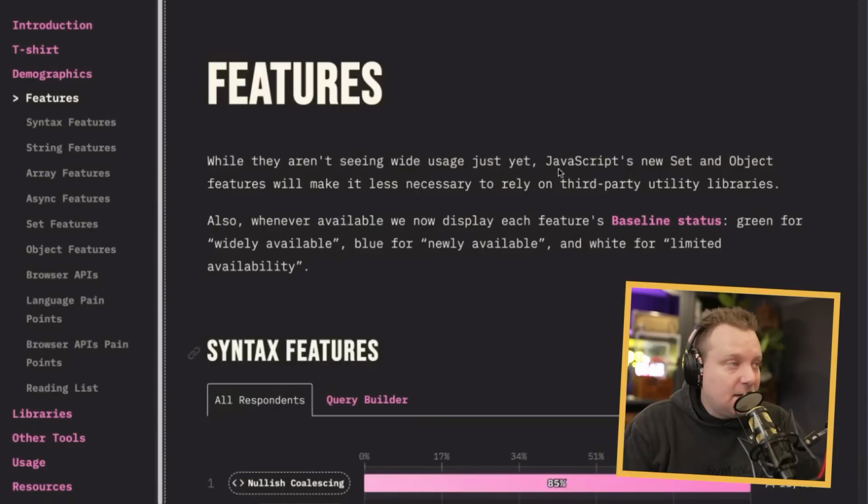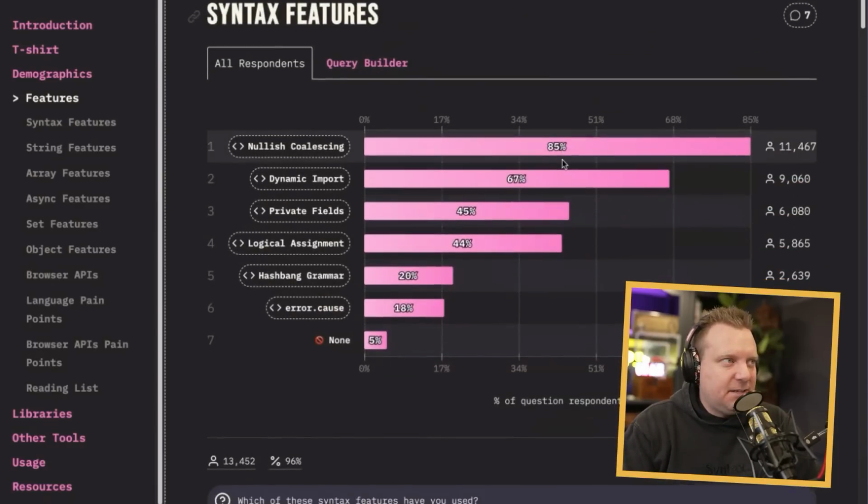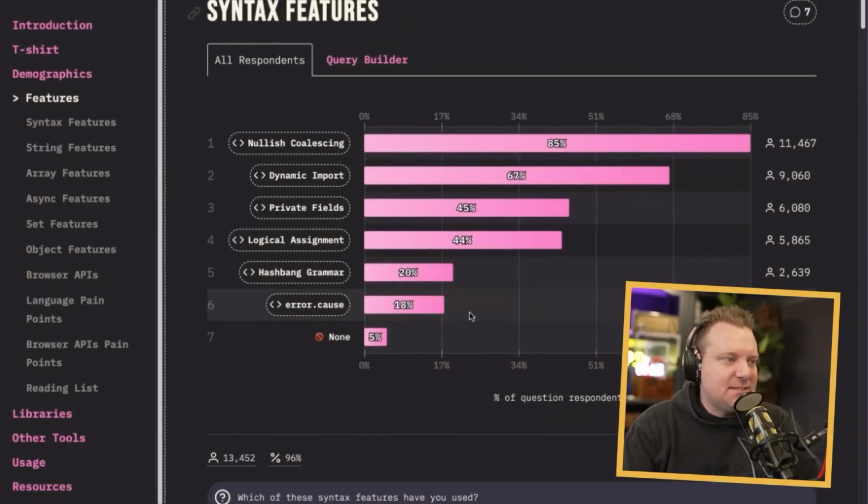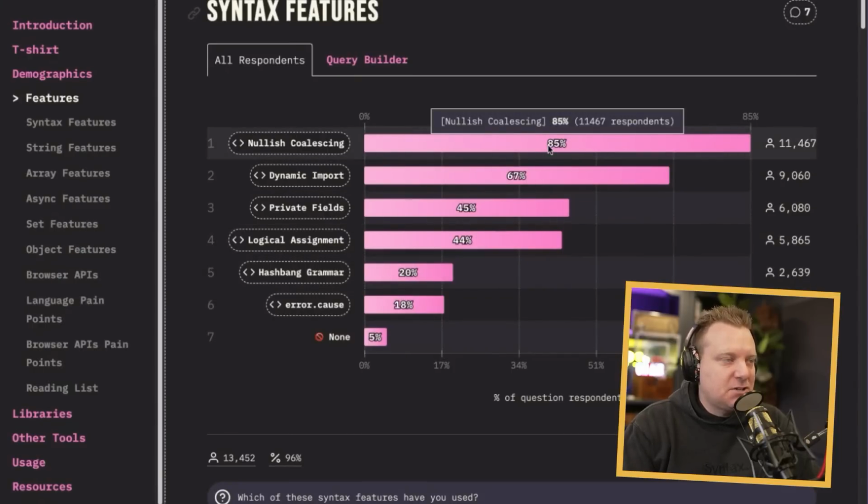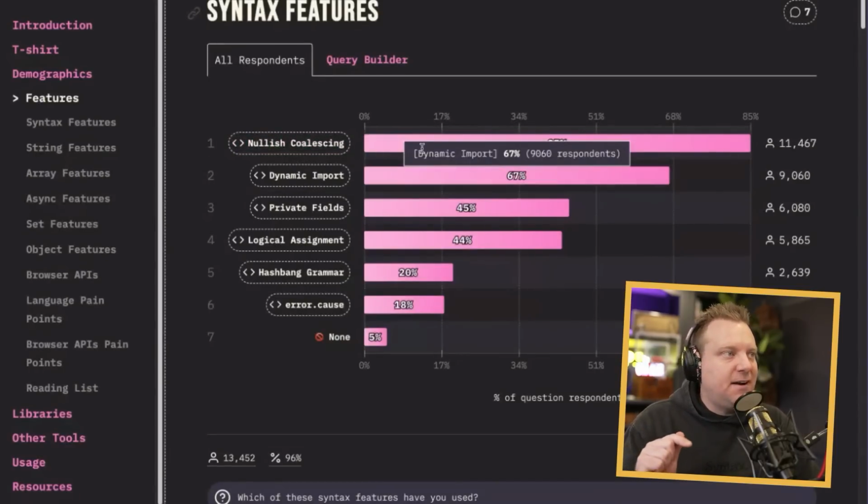All right, let's get into the actual stuff here. Let's start off with the features, specifically syntax features. Which of these syntax features have you used? 85% of people are using nullish coalescing. And nullish coalescing is really cool. If you haven't used it before, if you have a variable that is possibly null or undefined, you can use the double question mark to provide a fallback.